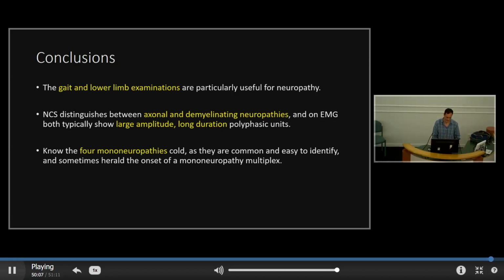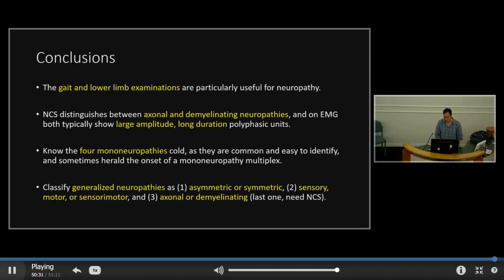It's equally easy. So know the 4 mononeuropathies, carpal tunnel syndrome in particular, very common, very easy to identify. Remember, all mononeuropathy multiplexes start out as a mononeuropathy. So if you get a weird mononeuropathy that's come on quite quickly, be very wary, this could be a mononeuropathy multiplex.